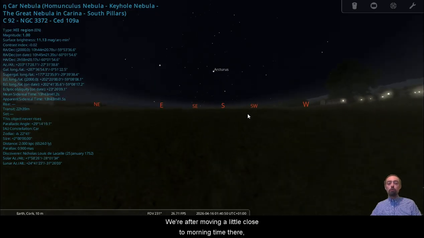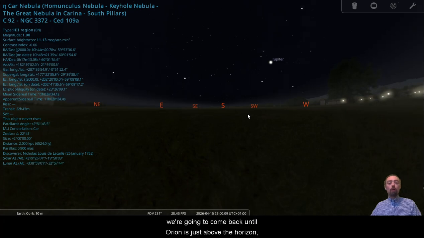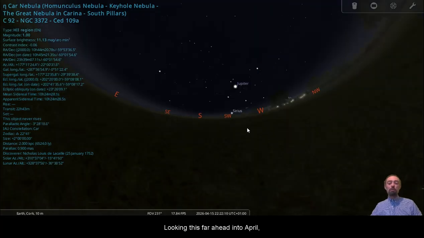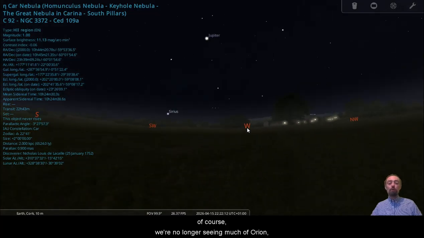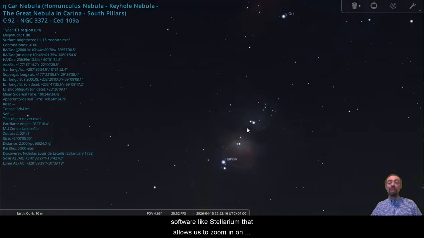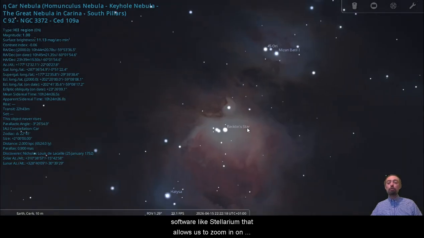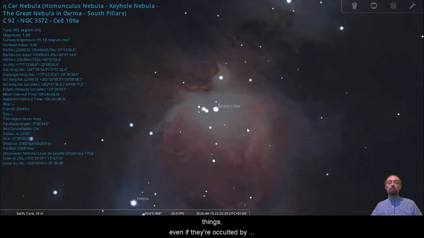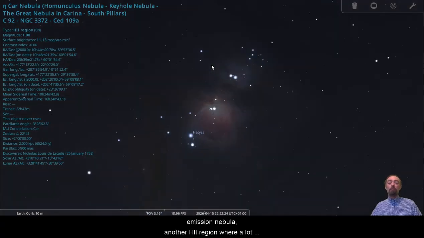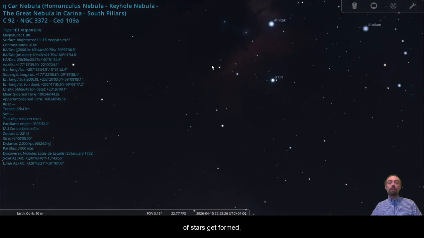We're moving a little close to morning time there. We're going to come back until Orion is just above the horizon. So there's Betelgeuse and Bellatrix, and there's Orion's belt. Looking this far ahead into April, of course, we're no longer seeing much of Orion. But while it's on the horizon, and while we're using software like Stellarium that allows us to zoom in on things, even if they're occulted by the atmosphere, here we can see another emission nebula, another H2 region where a lot of stars get formed.